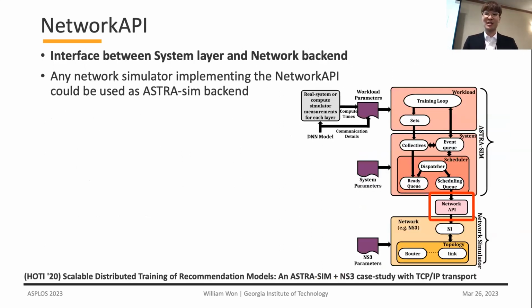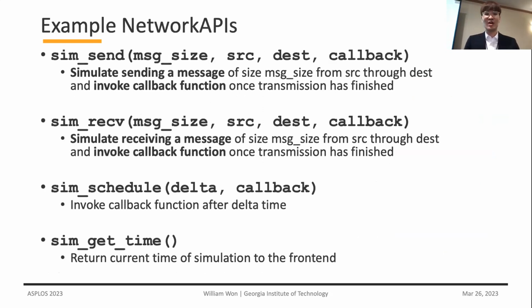The interfacing between the ASTRA-sim frontend and the network backend is defined through some common network APIs. More explanation of this network API is in our HOTI 20 paper. And these are some core example network API methods.